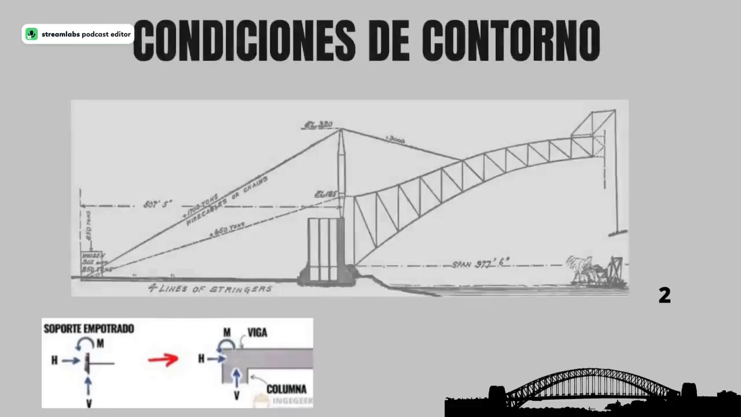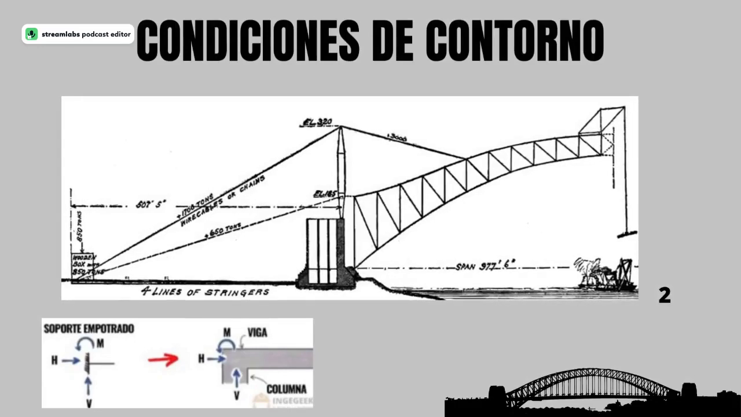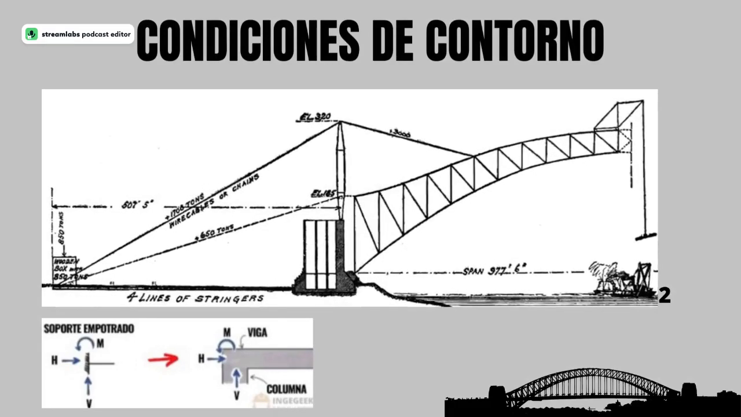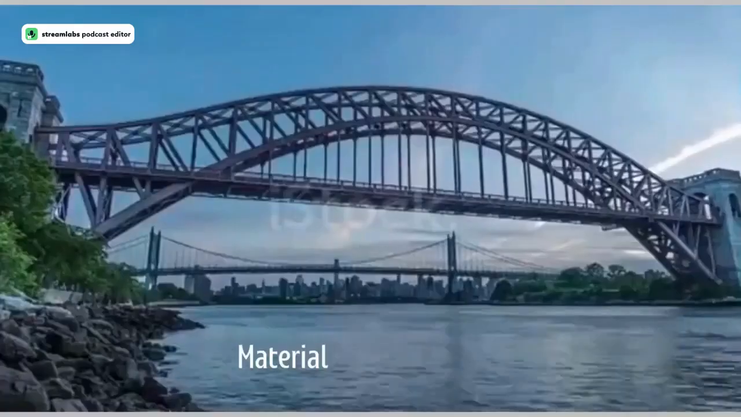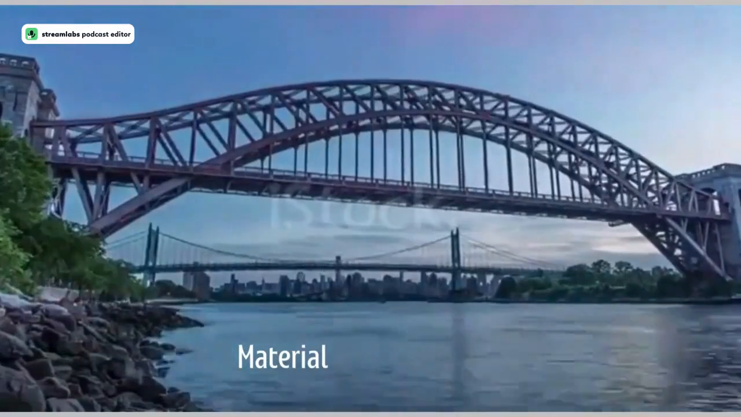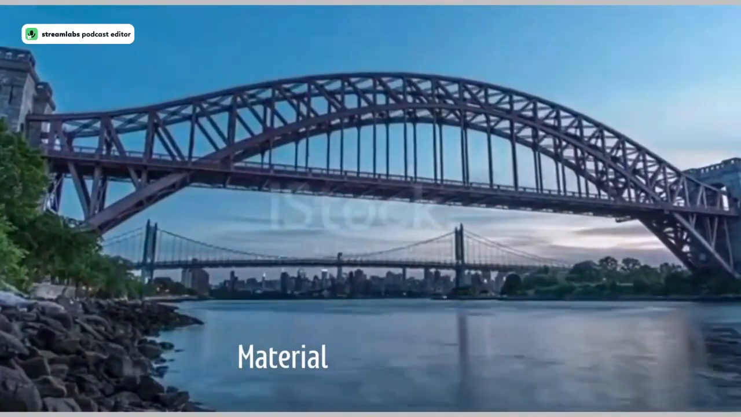In the boundary conditions, the bridge on both sides is restricted by an embedment at the top, as well as at the bottom. The material is a structural steel which is isotropic and its elasticity is 210 gigapascals. This material was chosen for its strength, durability and ability to withstand heavy loads.